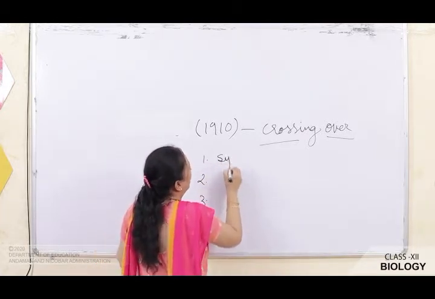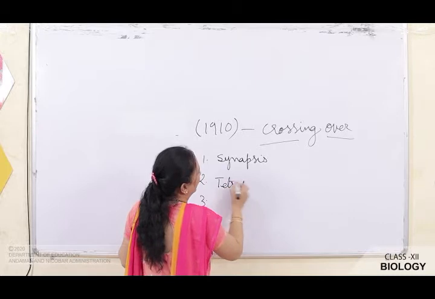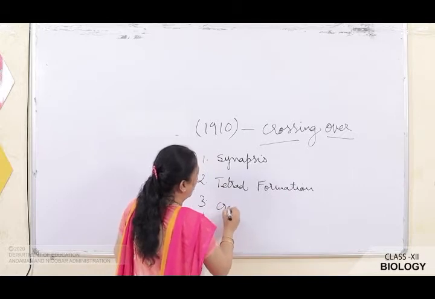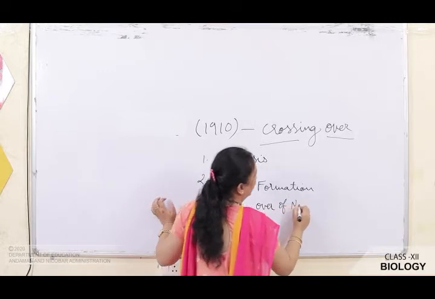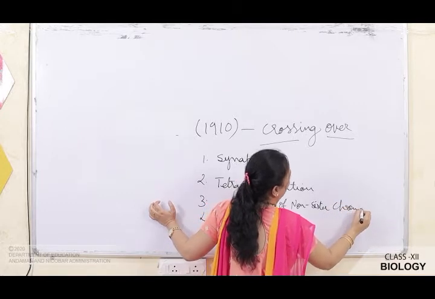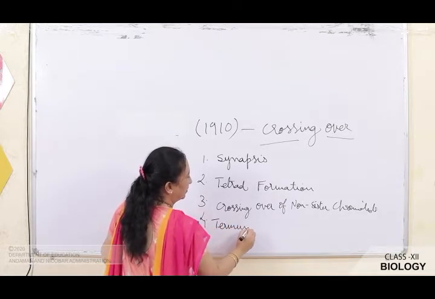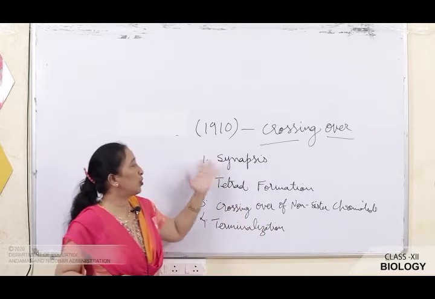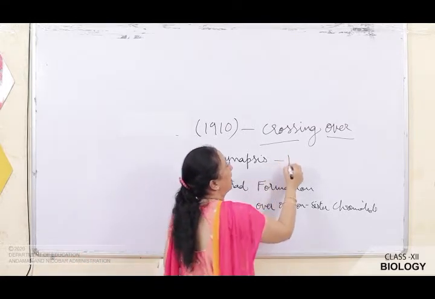First, synapsis takes place, then tetrad formation, then crossing over of non-sister chromatids, and fourth is terminalization. So, crossing over takes place in 4 steps. Synapsis. What is synapsis? Synapsis basically means pairing.